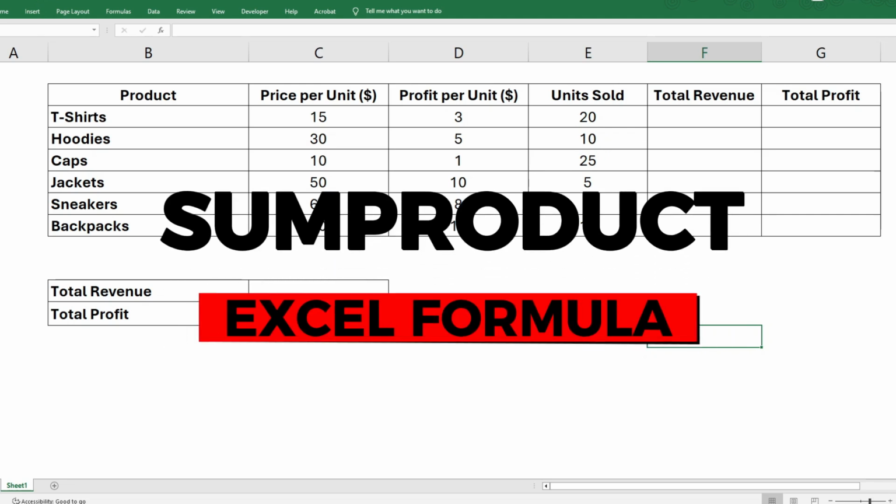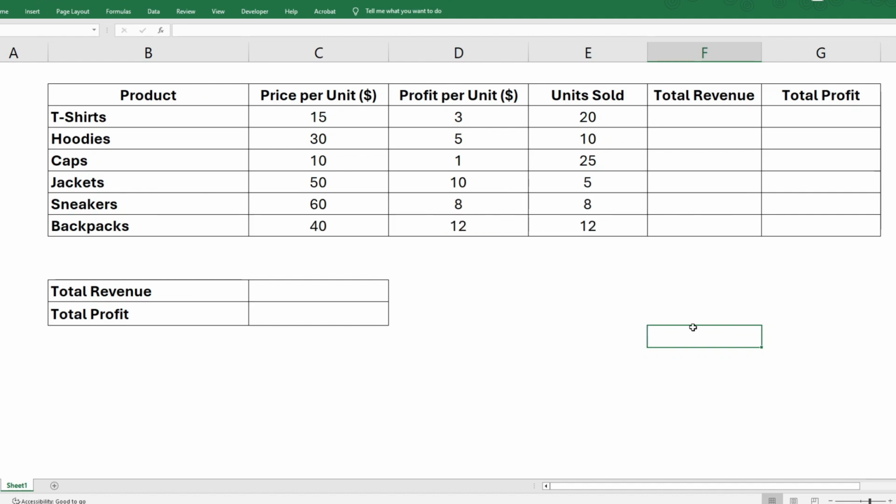Hi everyone, in this video we are going to look at the SUMPRODUCT formula in Excel. The SUMPRODUCT formula in Excel is a very powerful formula that is used to multiply values across different columns and then add them up in one go, saving you multiple steps.